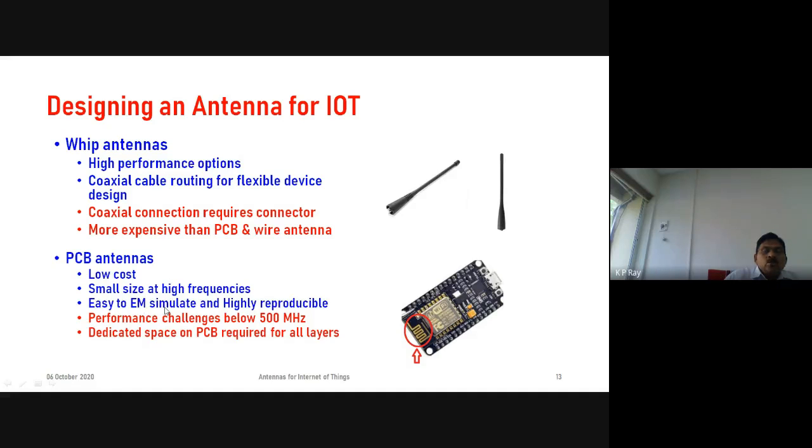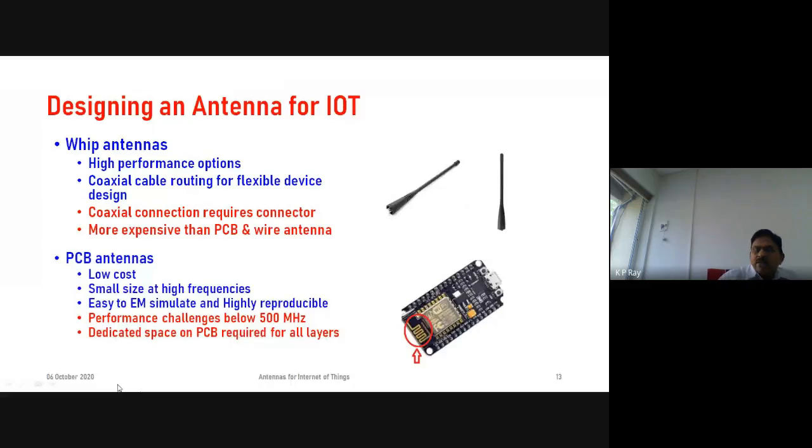So it has low cost, small size at high frequency, and is easy to EM simulate, because there are lots of simulators for PCB, or I3D-like simulators for 2D structures. There is a performance challenge at lower frequency, lower than 500 megahertz, where it has lots of design challenges because the wavelength is much larger. So a dedicated space on the PCB is required, and you are not able to do miniaturization when you put an antenna there, because the antenna has to radiate, so all other metal should be kept as far away as possible, otherwise power will get coupled there itself.